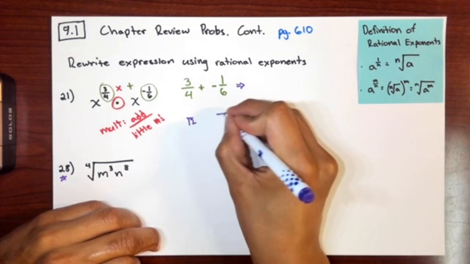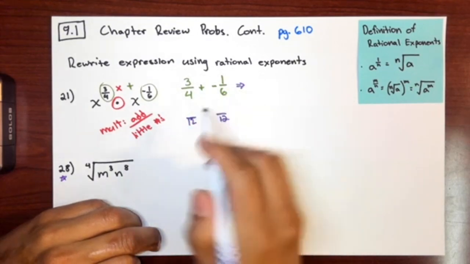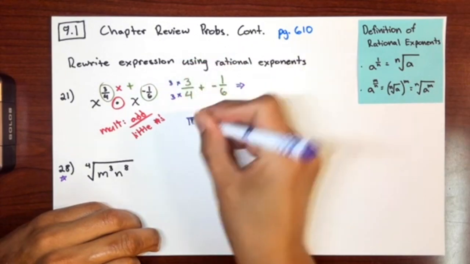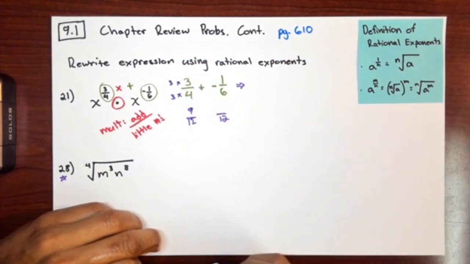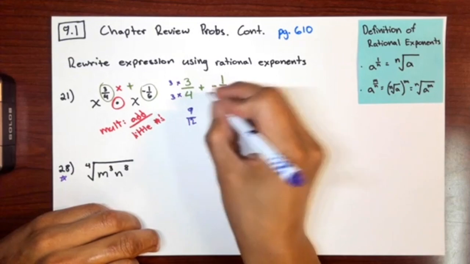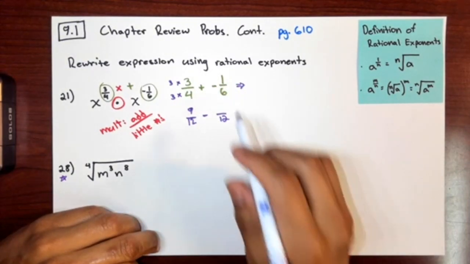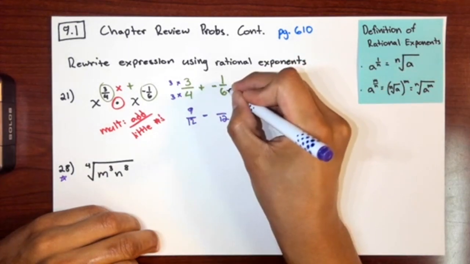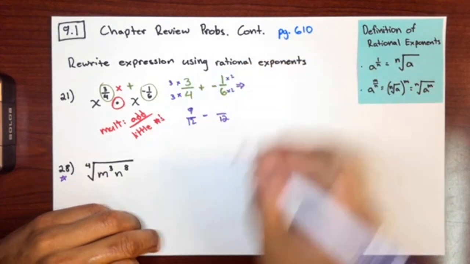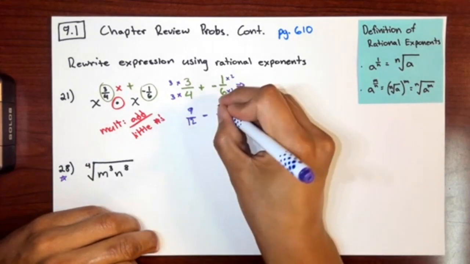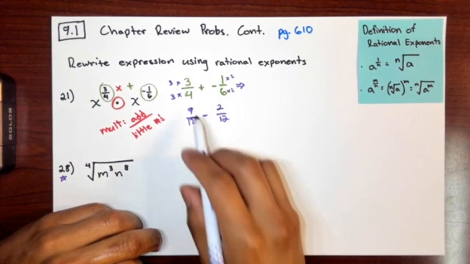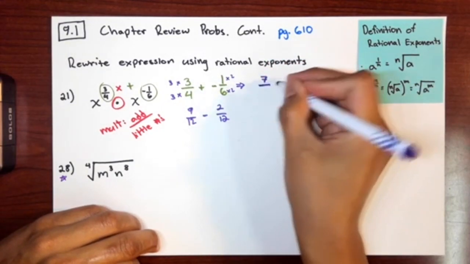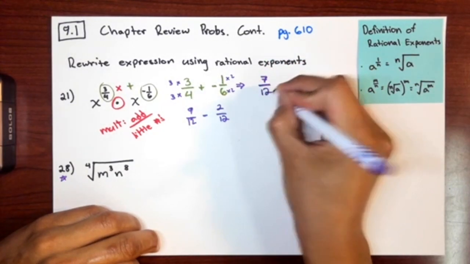So just go ahead and make it over 12. What do you do to 4 to make it 12? You're going to multiply by 3. Whatever you do to the bottom, you have to do to the top. So that's going to give you 9 over 12. Plus a negative, that's just going to be minus, right? Then 6 becomes 12 by multiplying it by 2. Whatever you do to the bottom, you have to do to the top. So this is going to give you 2. So 9 over 12 minus 2 over 12 is going to give you 7 over 12.